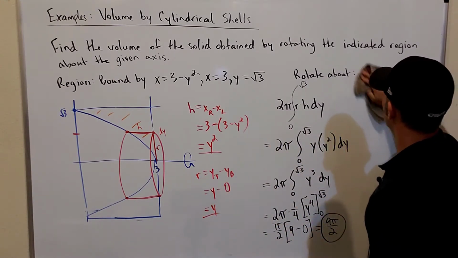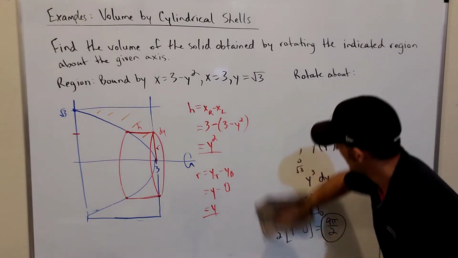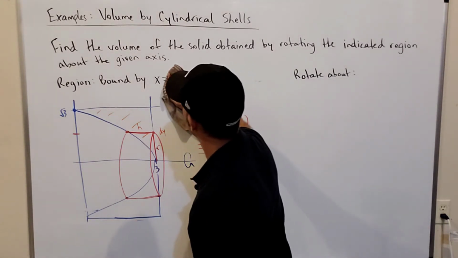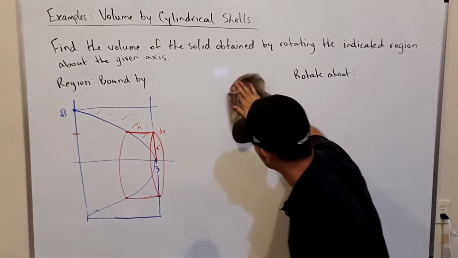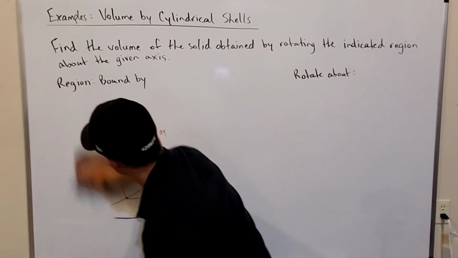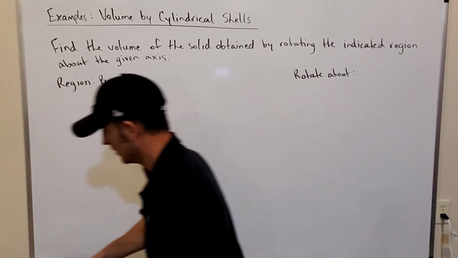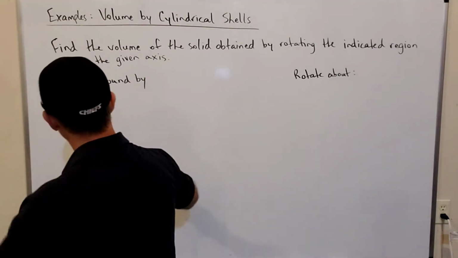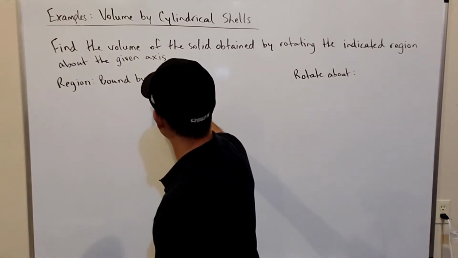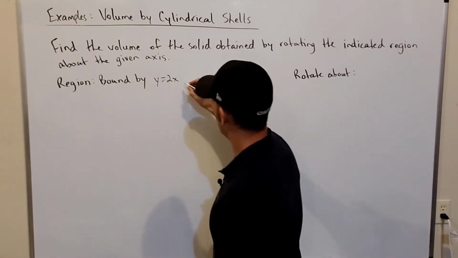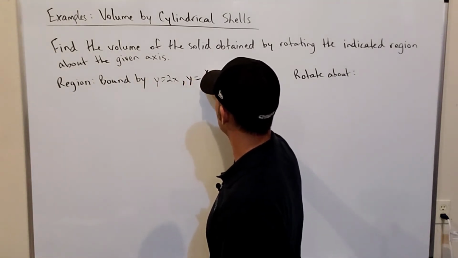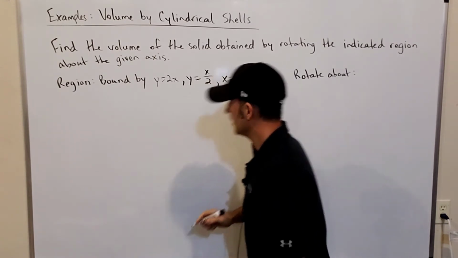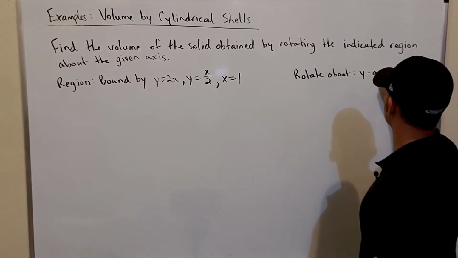All right, let's do another example. I think I've got 4 examples on the slate for this video. All right, so our next one, our region is bound by the line y equals 2x, the line y equals x over 2, and the vertical line x equals 1. And this time we'll rotate about the y-axis.